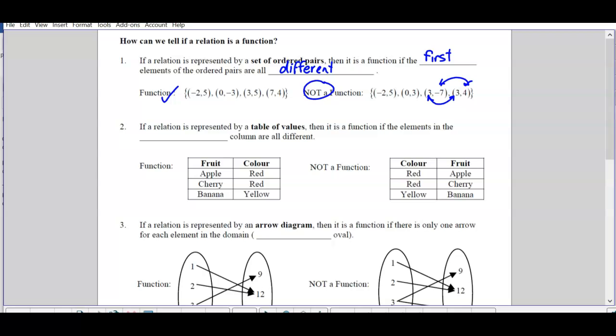So if a relation is represented by a table of values, then it is a function if the elements in a certain column are all different. Remember, back up to the previous one, the first elements had to be different. So here, it would be the first column. Let's check. Apple, cherry, banana, all different. Doesn't matter that they're two reds. Here, red, red, yellow. It does matter that those are repeated because we're getting a different fruit for the same color.